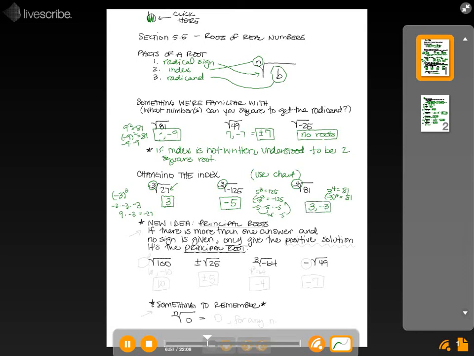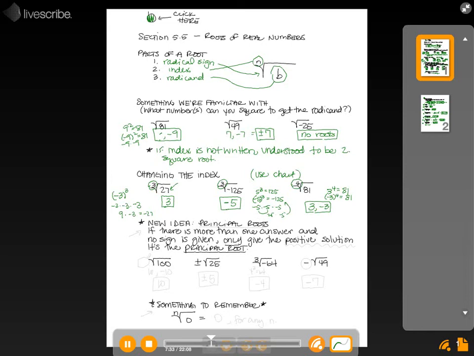Now, as we're working through those, you should see a pattern. Those first set of examples all had even indexes. The second set, we had two that had an odd index, the index of 3, and the last one had an index of 4. If we look, the even indexes all have two answers. If my index was 2, I had two answers: a positive 9 and a negative 9, a positive 7 and a negative 7, a positive 3 and a negative 3. If it was odd, I only had one answer. And that holds true throughout these problems.